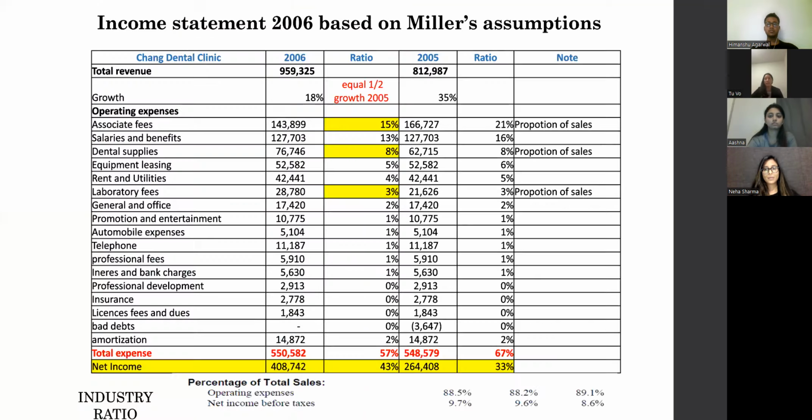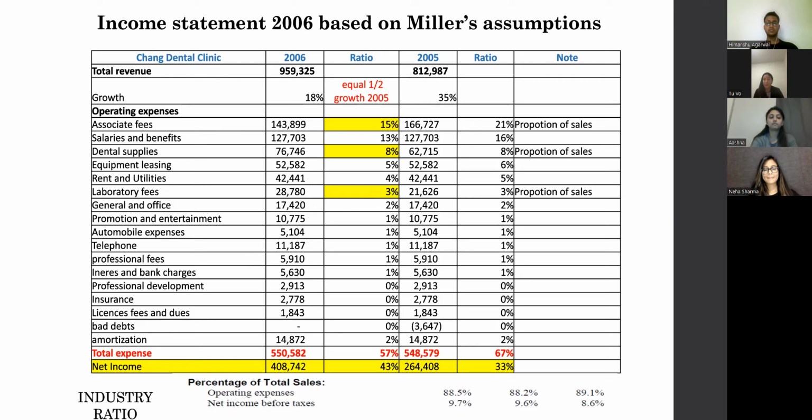So before we dive deep into the detailed analysis, let's take a look at the income statement in 2006, which is the first year of operating if Myler becomes the owner of the business. And this is based on his own assumptions. The first assumption is that the total revenue growth rate is equal to 50% of the growth of 2005, which is 18%. And you can see the yellow highlight in the ratio is on proportion of sales, while the other factors remain unchanged compared to 2005.